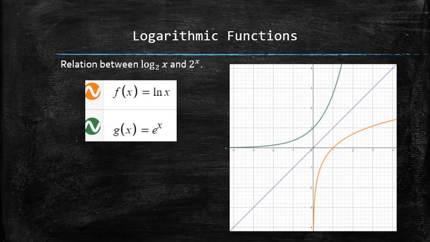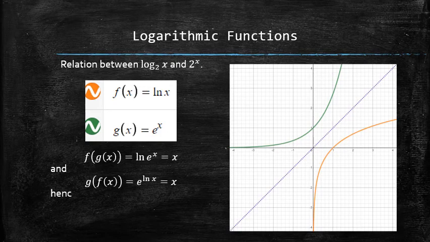It is hard to ignore the relation between the graphs of the natural exponential and the natural logarithmic functions. Using the properties of exponents and logarithms, we can show that one is an inverse of the other one. Therefore, their graphs are each other's reflections through the line y equals x.